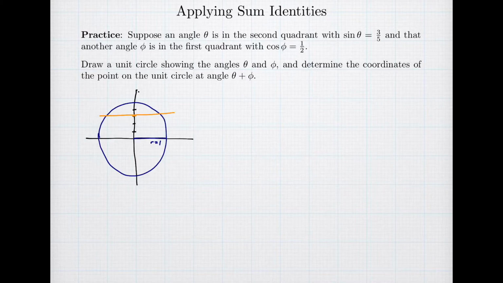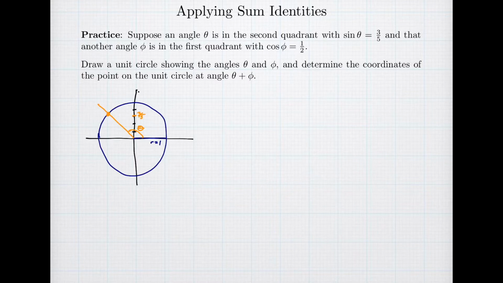And so there are actually two points on the unit circle that correspond to a sine of 3/5. This is why we need to know which quadrant it's in. One point happens to be in the first quadrant, and my second point happens to be in the second quadrant. So we're going to choose the one in the second quadrant. Okay, now we know our first angle is theta, and we know that the y value is 3/5.